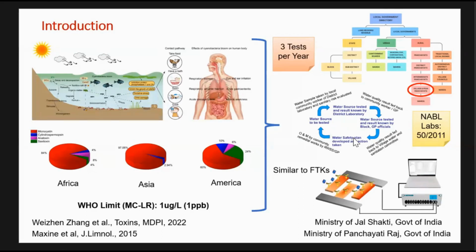NABL is the National Accreditation Board for Testing and Calibration Laboratories. I think in Europe, you have mangoes and basmati rice. These are basically ISO certified. Whenever agricultural products are exported, they should pass these tests. So these are very advanced labs, but there are only 50.